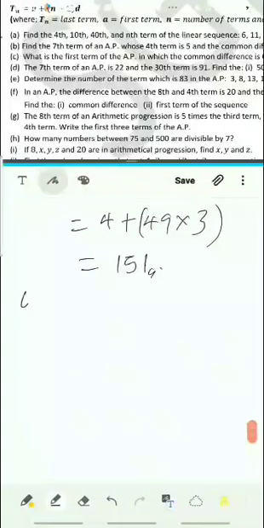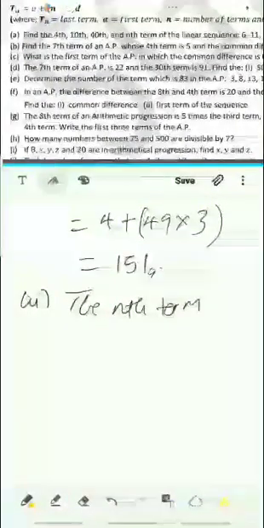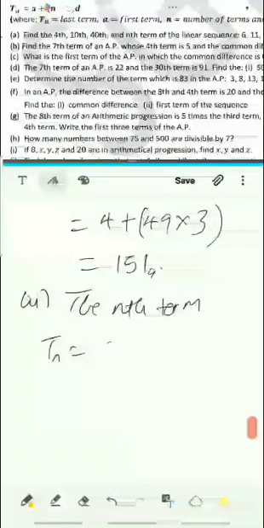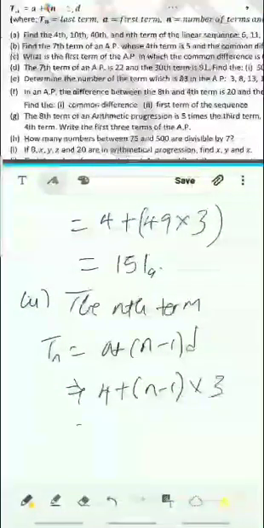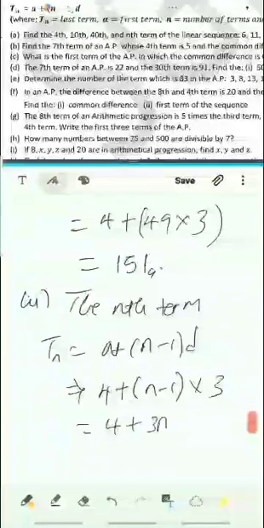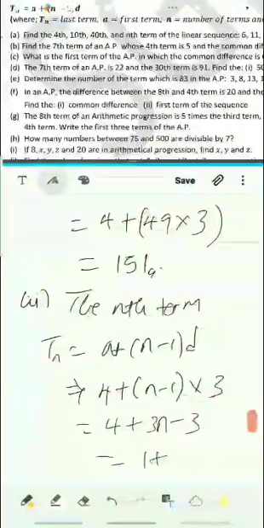To get the nth term, Roman figure 2. The nth term, Tn, equals A plus n minus 1 times d. This implies 4 plus n minus 1 times 3, which is 4 plus 3n minus 3, which is 1 plus 3n.